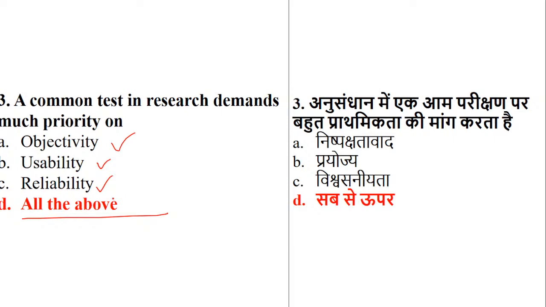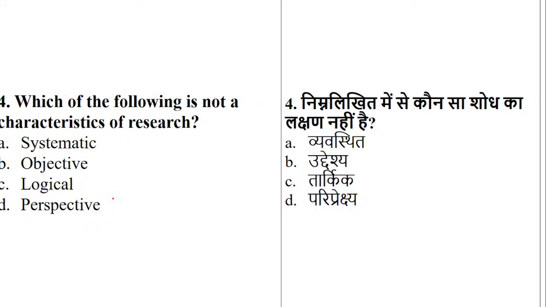Now let's go to question number 4. Now question number 4 talks about the following. Read the question very carefully. Which of the following is not? Sometimes I highlight this, sometimes not. So be careful. Don't, in excitement, read the question very fast. Which of the following is not a characteristic of research? Systematic, objective, logical, or perspective.